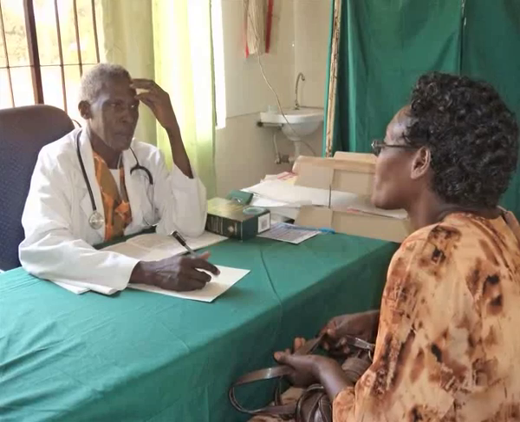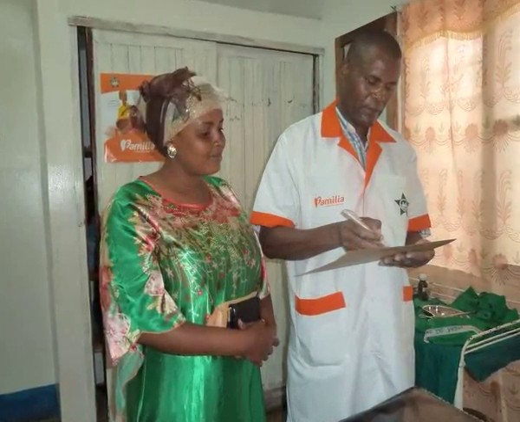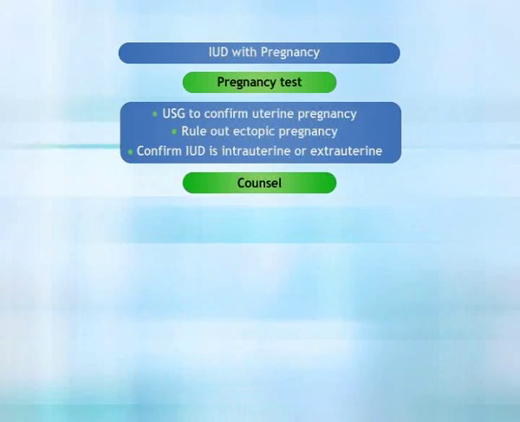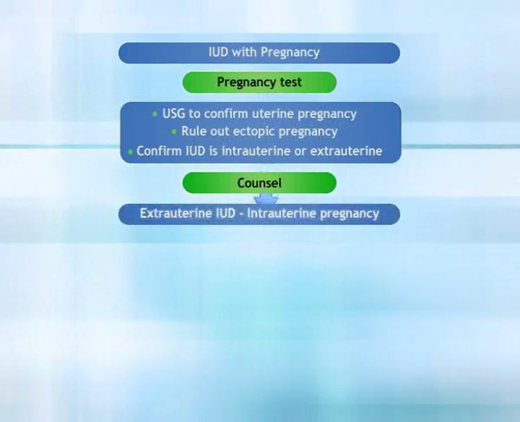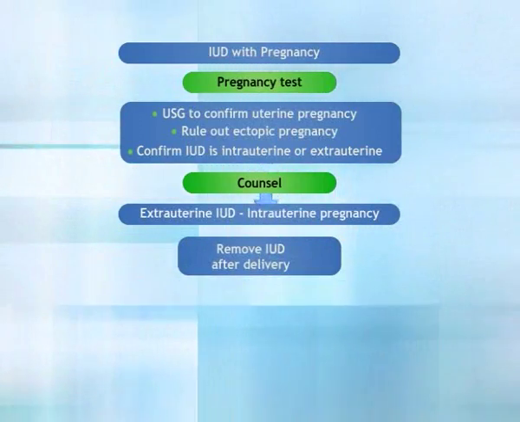In this case, depending on the client's symptoms, she may be observed for a day or two to see whether her condition improves spontaneously. If not, then surgery will be required as mentioned before. If the string is not visible and the ultrasound shows extrauterine IUD, the IUD should be removed after her delivery.